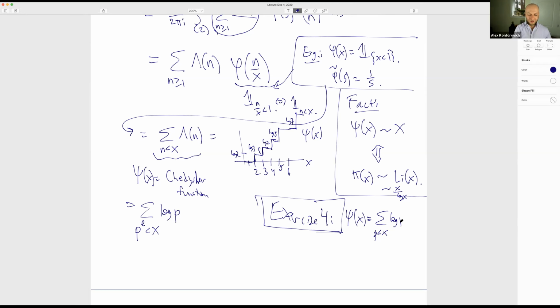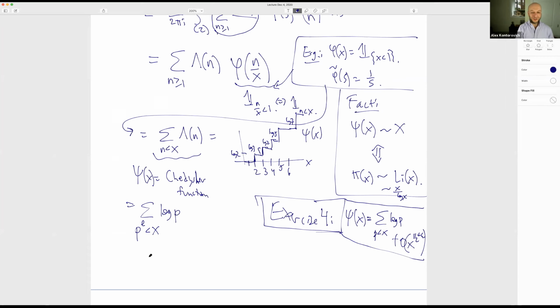Log p plus an error, which is of size, let's say, x to the 1/2 plus epsilon. So all those prime power contributions, the contributions from the 4s and the 8s and the 9s, contribute nothing to the main objective. Okay? So far, so good? So that was one side of this calculation.